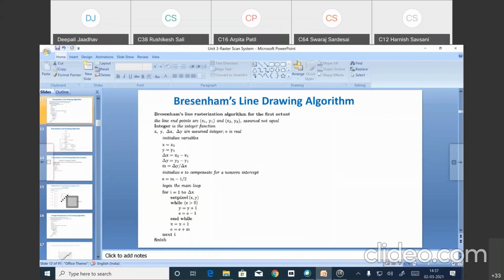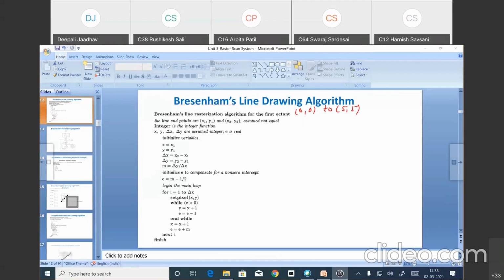So we are going to see one example here. Consider the line from 0, 0 to 5, 5. I write it here so that you can understand it very well.